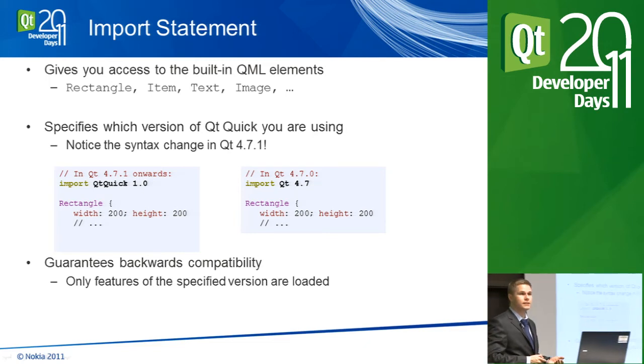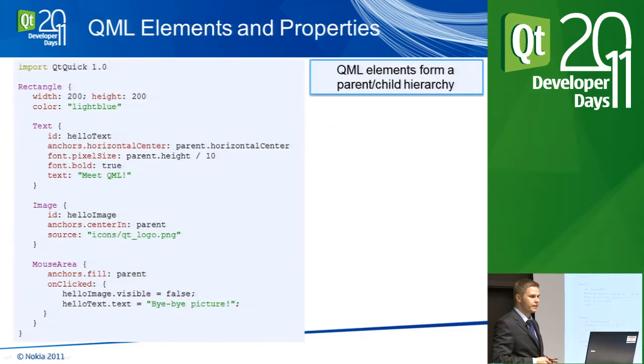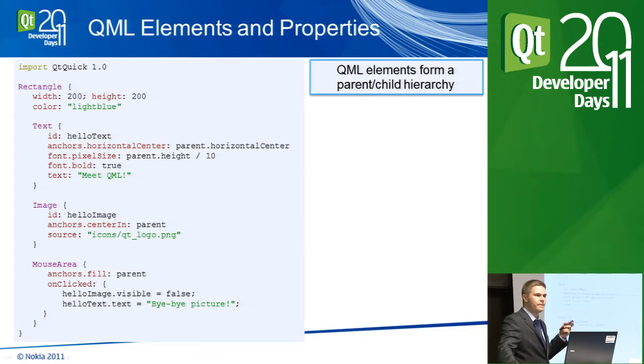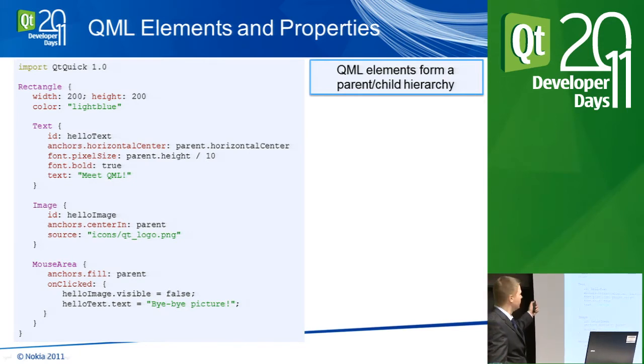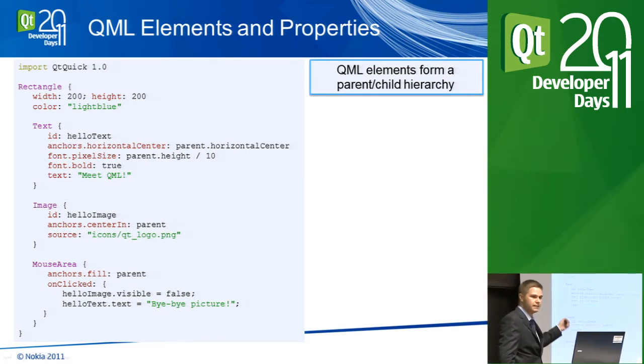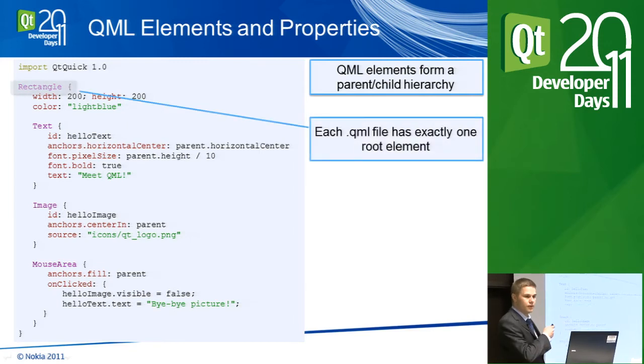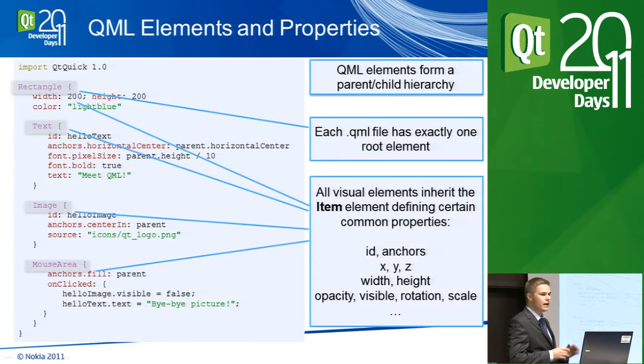So how about the other parts of the UI? The elements in this UI form this structure, a hierarchy. There's the rectangle, that's the parent, the containing element of all others. Let's call it root. And then we have a number of other elements, text, image, and mouse area, that are child elements. Each QML file needs to have a root element, always one element that contains other elements.